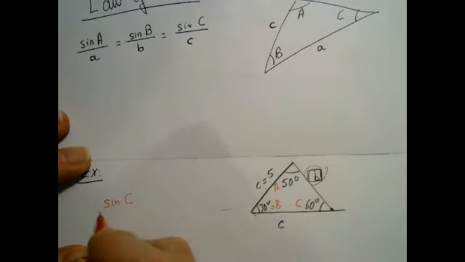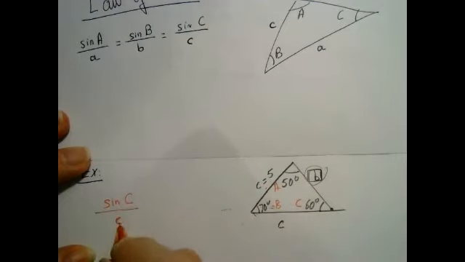So it tells me sine C over little c. I have all knowledge of this. This is equal to sine of B over little b, and my unknown is this one. I know this, I know that, I know this, and this is really my unknown. So I'm going to create a situation where I have to solve for b.